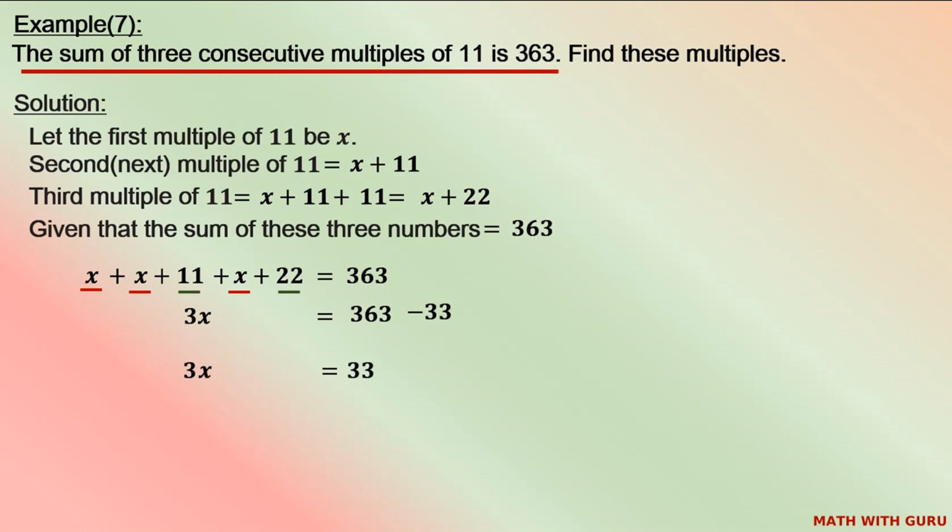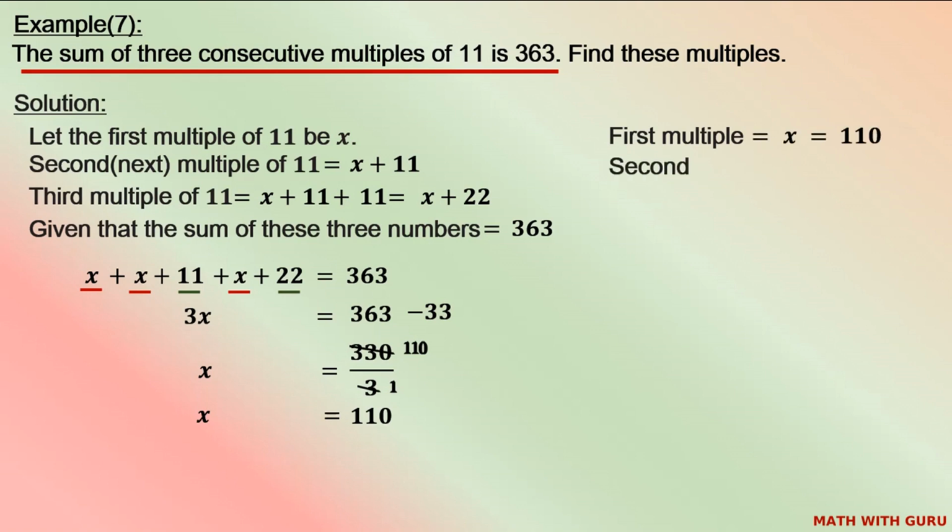3x equals 330. x equals 330 divided by 3. 3 ones are 3, 3 tens are 30, so x equals 110. The first multiple is x, which is equal to 110.